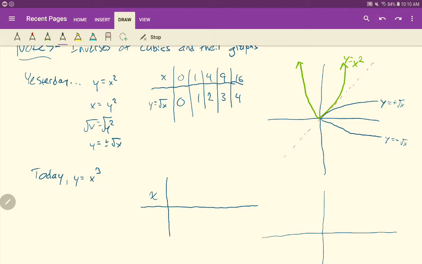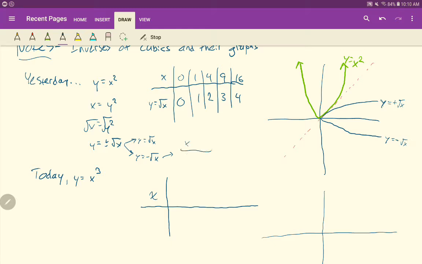To graph plus or minus the square root of x, you have to split this into two separate equations: y equals the positive square root of x and y equals the negative square root of x. Now I only made one table right here just for the positive square root of x, but you could also do the same table for the negative square root of x if you wanted to, and it would look something like this.